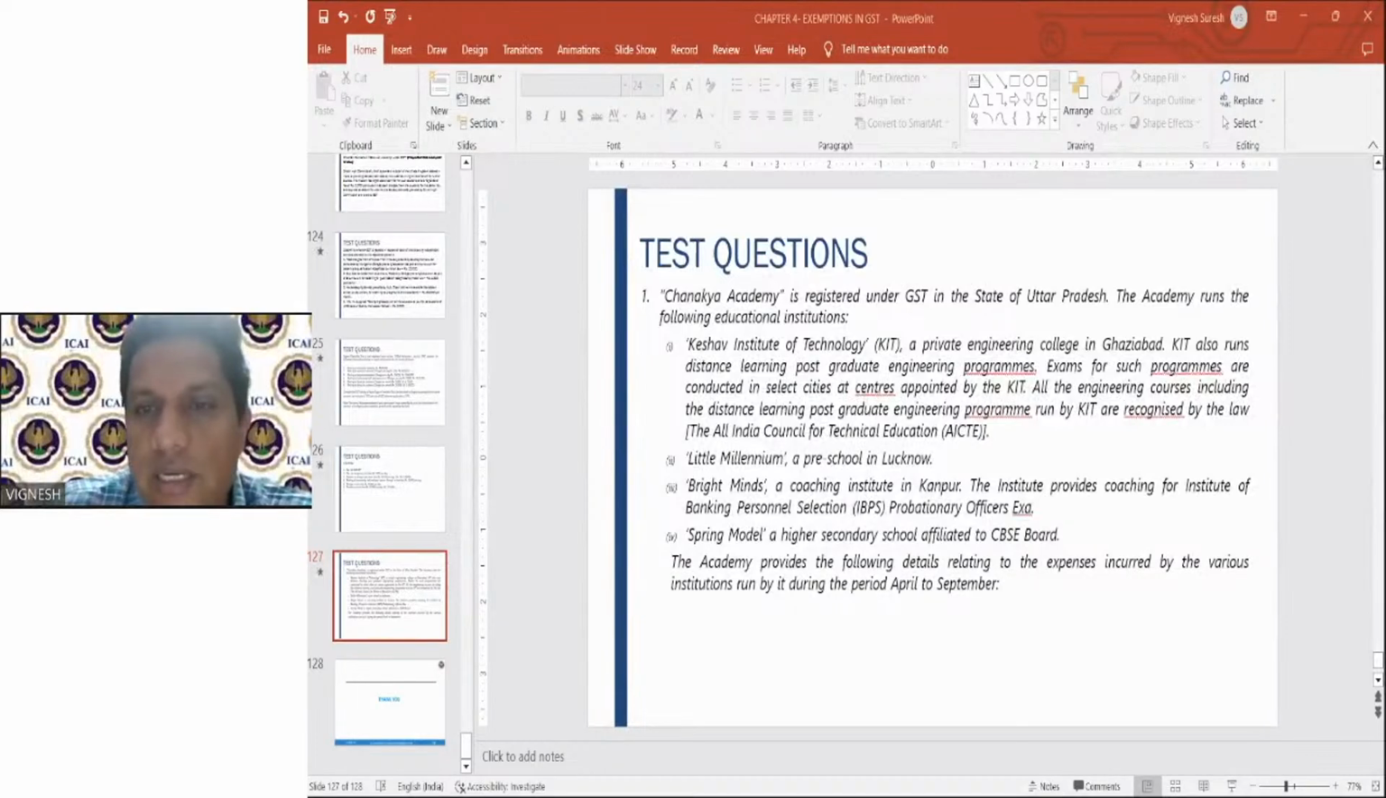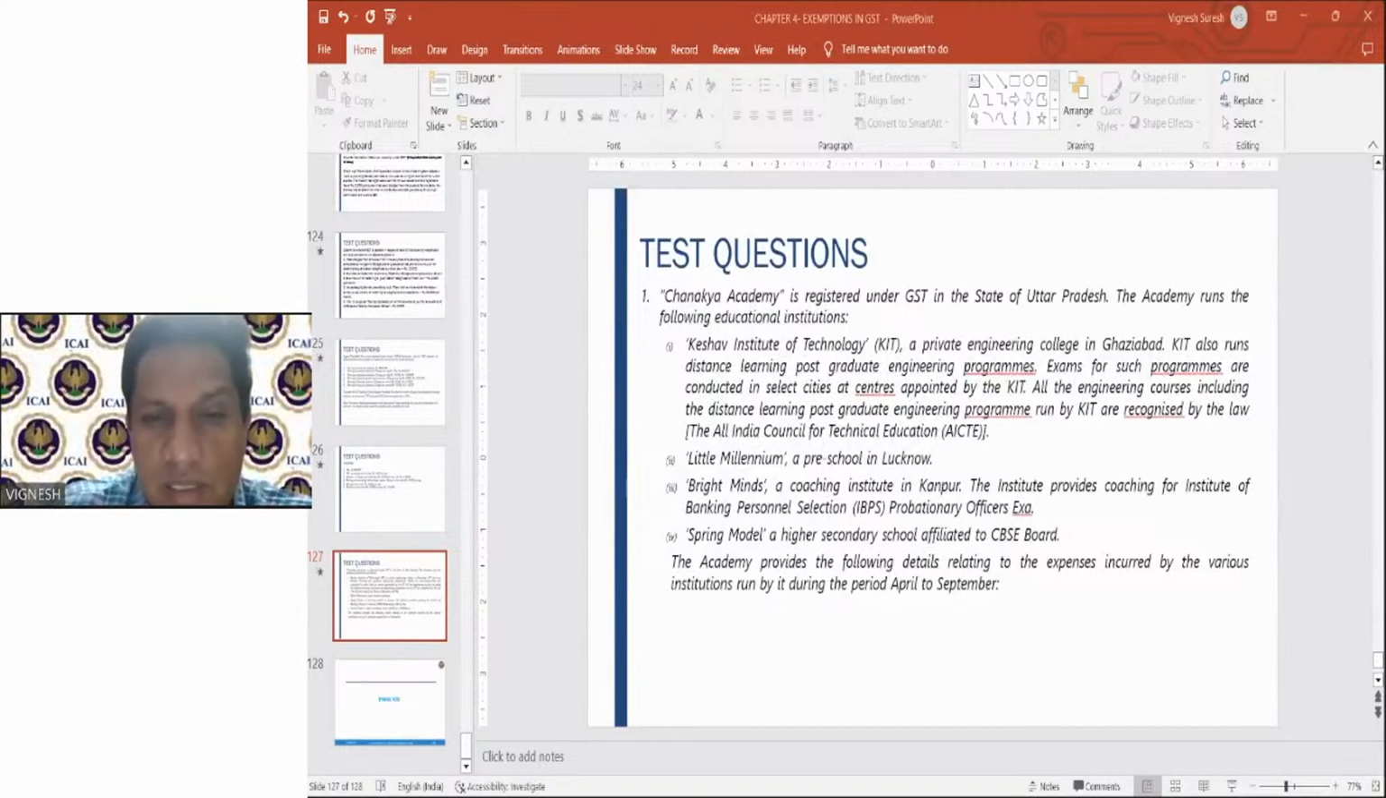Chanakya Academy is registered under GST in the state of UP. It has the following education institutions: Keshav Institute of Technology, KIT, a private engineering college in Ghaziabad. KIT also runs distance learning postgraduate engineering programs, with exams conducted in select cities. Then Little Millennium Preschool, Bright Minds, Spring Food. So here, if you see, a number of services are there, totally 8 services are mentioned.